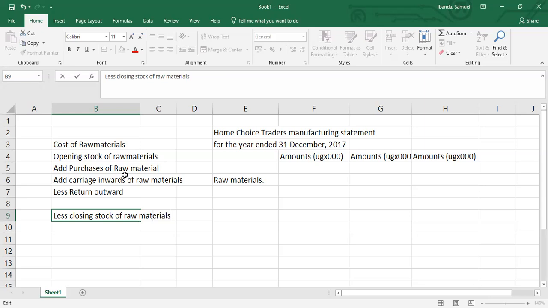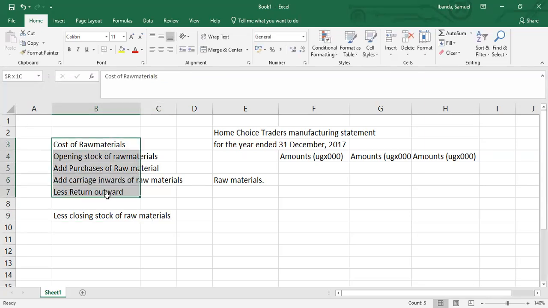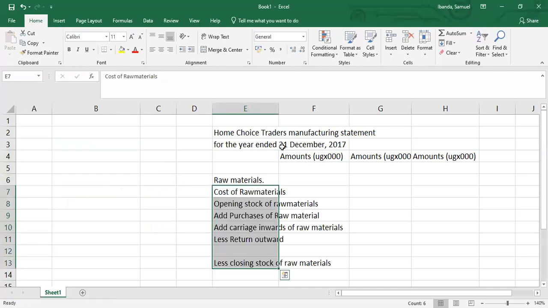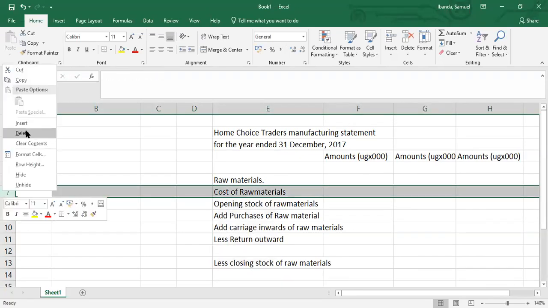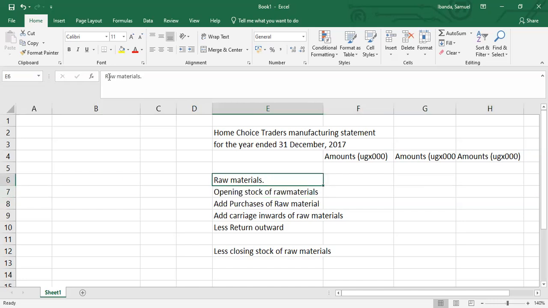That is basically what we bring and put down here when we are determining our cost of raw materials. So this is basically what you can call cost of raw material. At the end of the day, that is what we are trying to aim at. I just wanted to demonstrate it for you so that you're able to understand and conceptualize it.